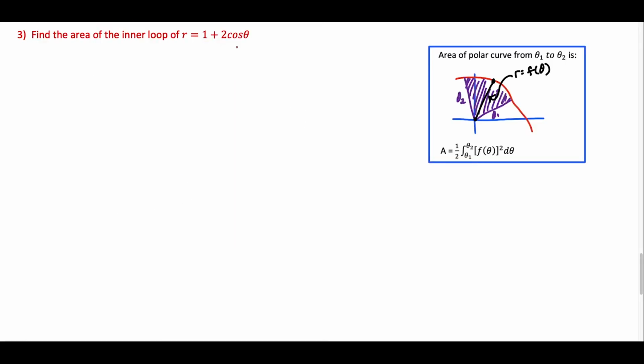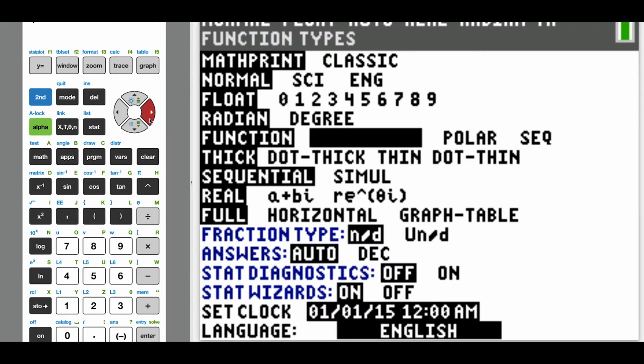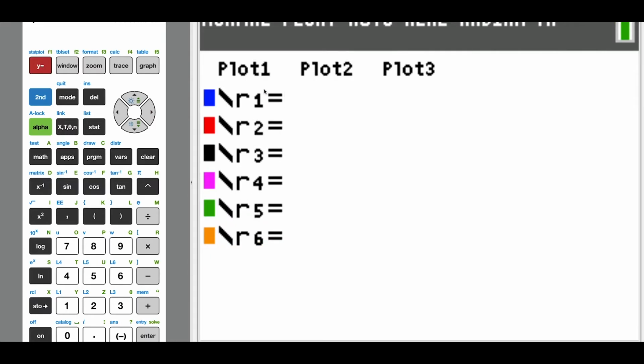Now for the last question here, we have r equals 1 plus 2 cosine theta, which is a limaçon with an inner loop, and we want to find the area of just the inner loop. So let's use technology to get a picture of what this thing looks like. In order to graph a polar curve, we have to go to mode and switch over from function to polar. So let's scroll over, press enter, and make sure we're in radians, which we are. Now we go to y equals, it's going to say r equals, and for this particular function, we're looking at 1 plus 2 cosine of theta.